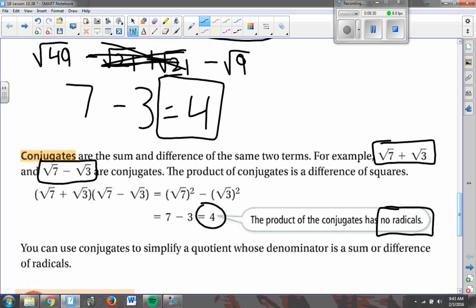So we can use conjugates to rationalize the denominator of a fraction and get rid of all kinds of crazy square roots in the bottom of a fraction. Let me show you what that looks like.